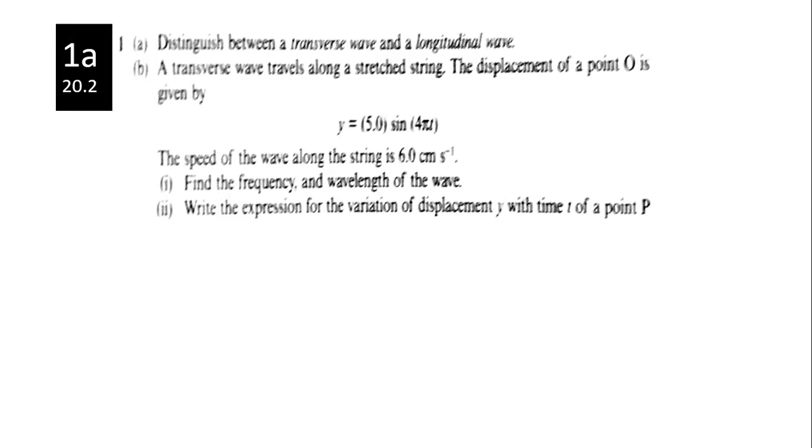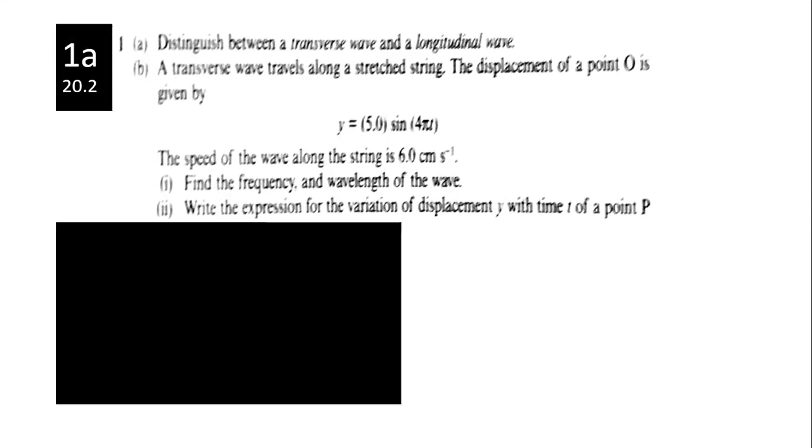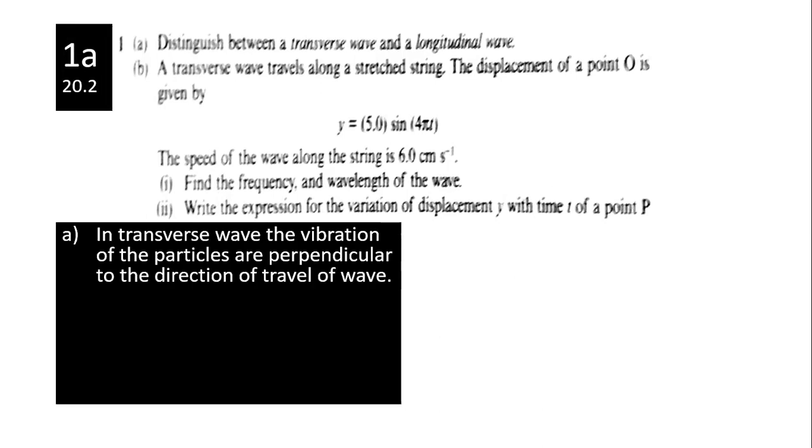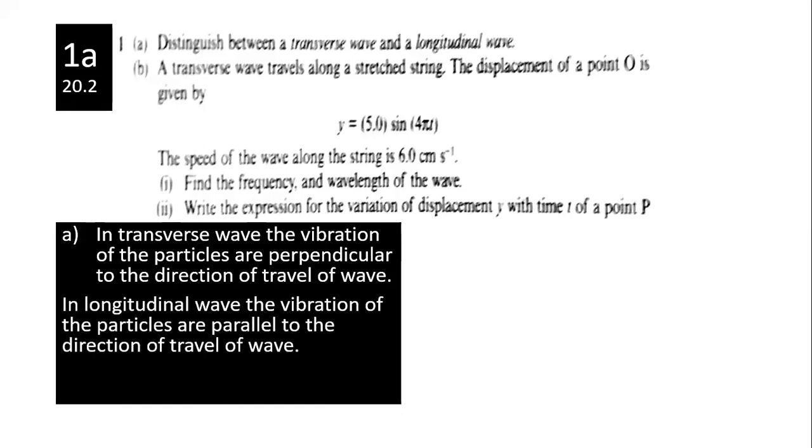Transverse wave, oscillation perpendicular to the direction of wave propagation. The longitudinal one is parallel. That's the difference. Okay. Transverse wave, the vibration or the displacement of the particles are perpendicular to the direction of travel. Longitudinal wave, vibration of particles are parallel to the direction of travel.